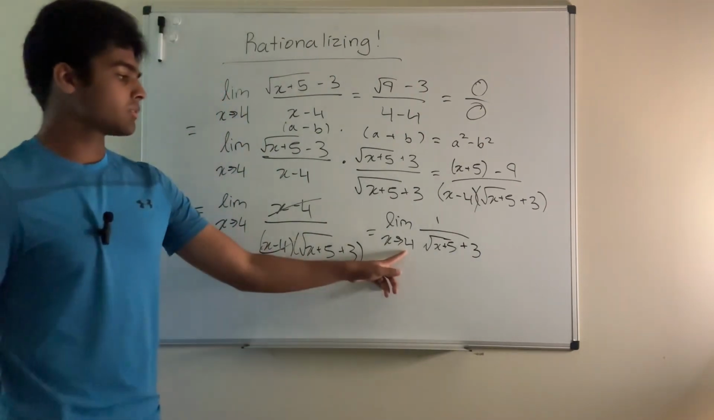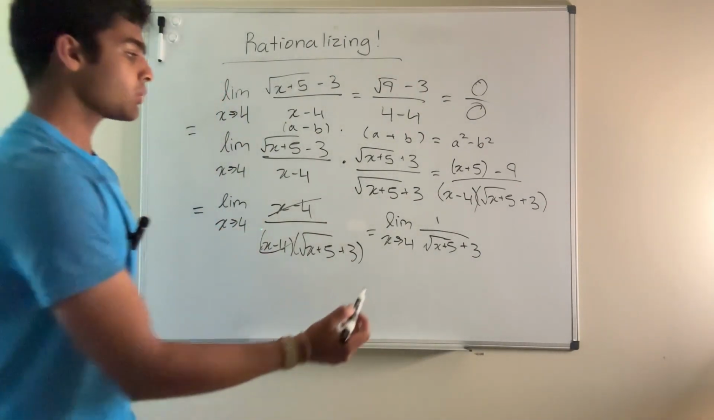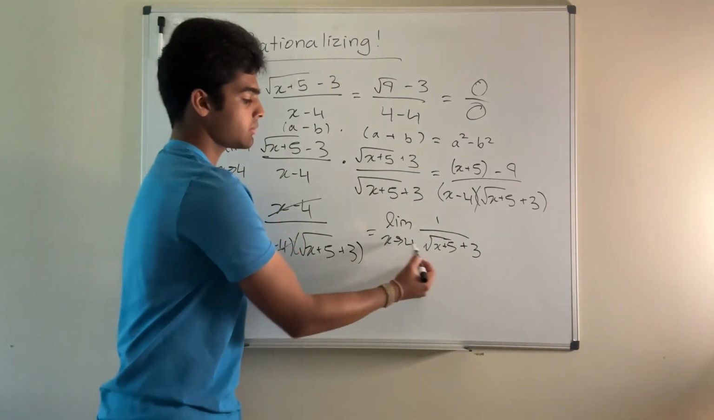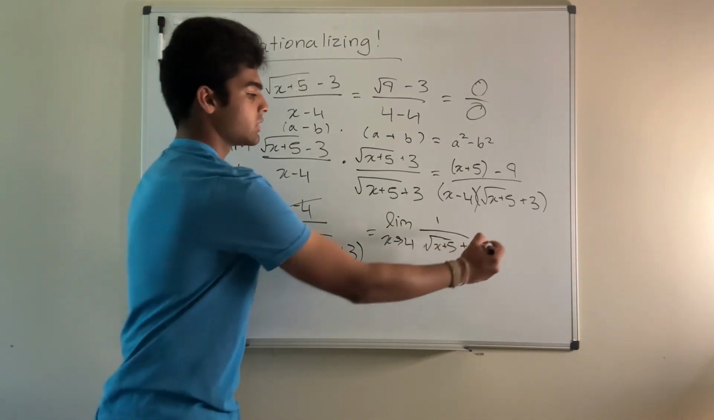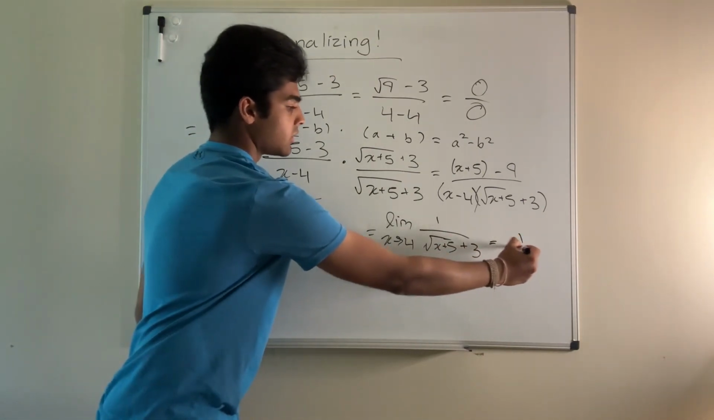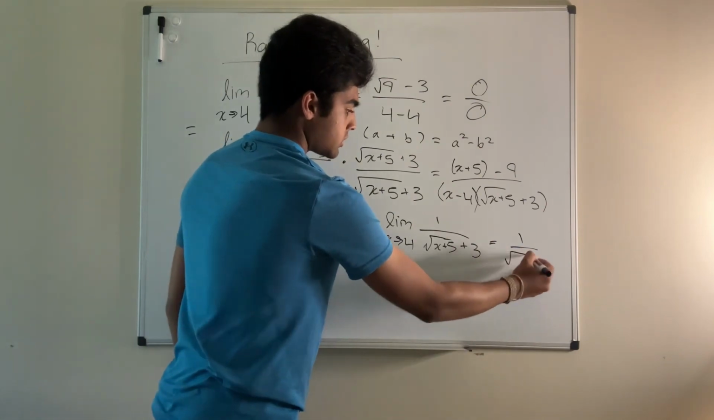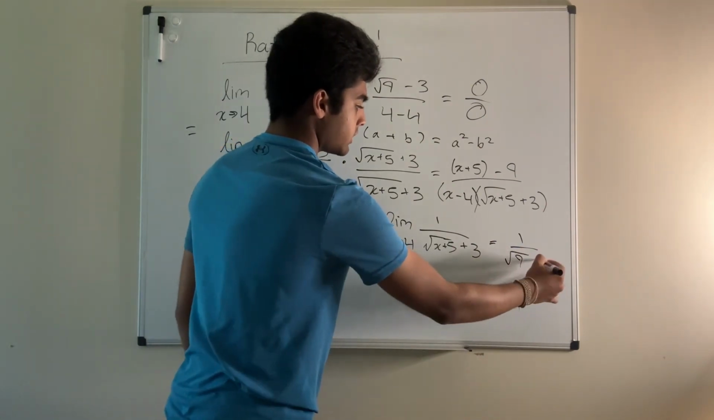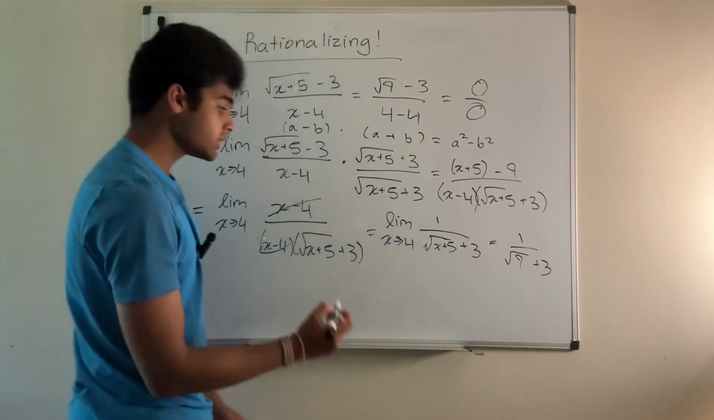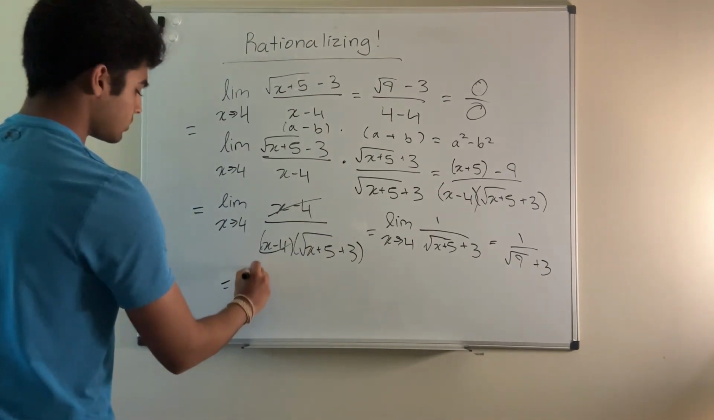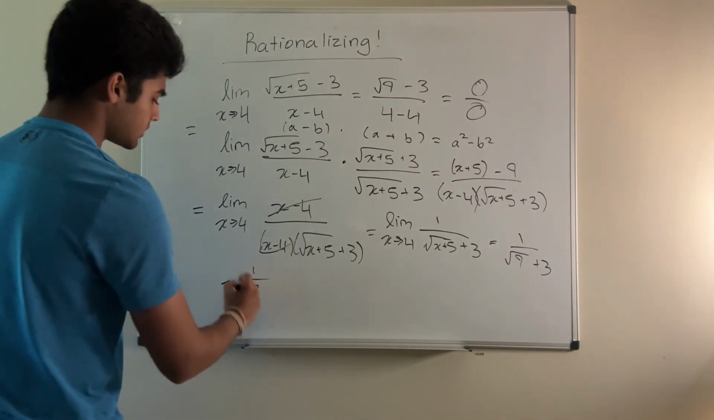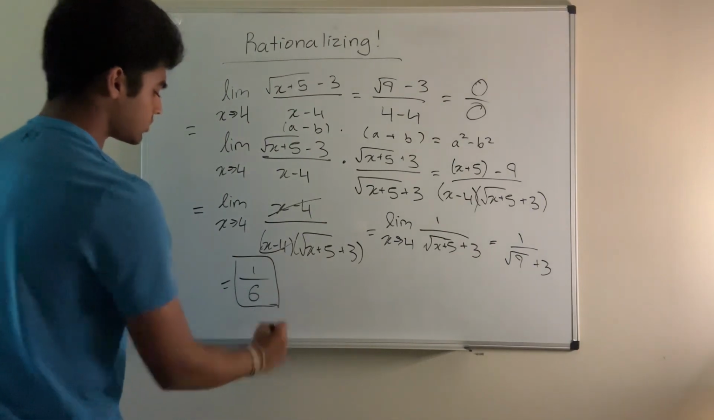And now if we plug in 4 right here, we can see that we get root 9 because 4 plus 5 is 9. So 1 over root 9 plus 3. We know root 9 is just 3. So we get 1 over 3 plus 3, which is 6. And that is our answer.